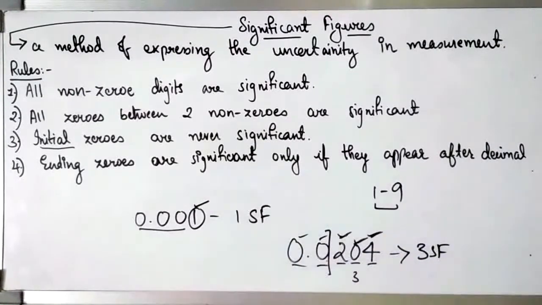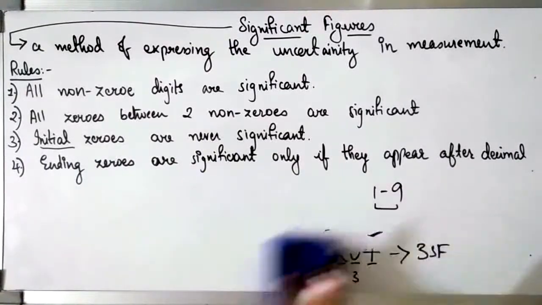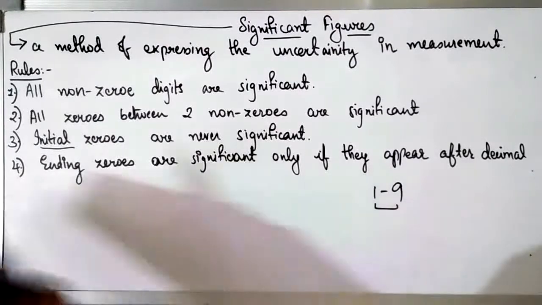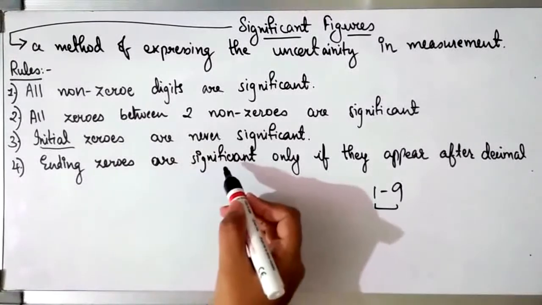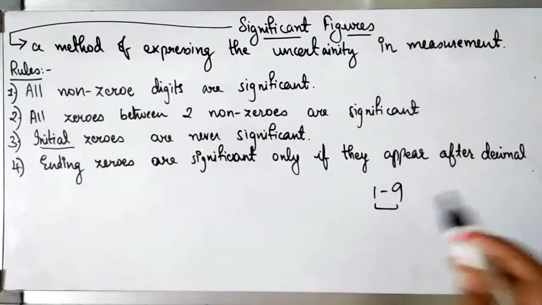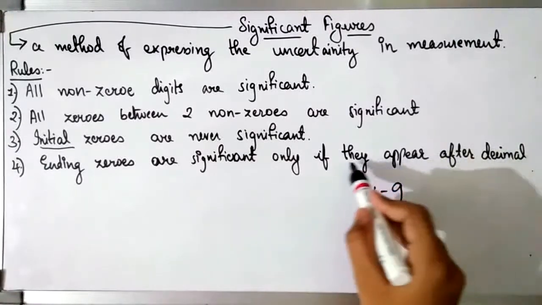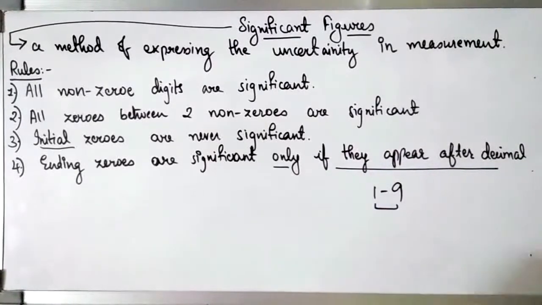So this was the third rule. So zeros can be significant, or they cannot be significant. It depends upon the condition where the 0 is present. Now the fourth rule says that ending zeros are significant only if they appear after the decimal. So it says that the ending zeros can be significant, but there's a condition, and the condition is that only if they appear after the decimal, not before the decimal.